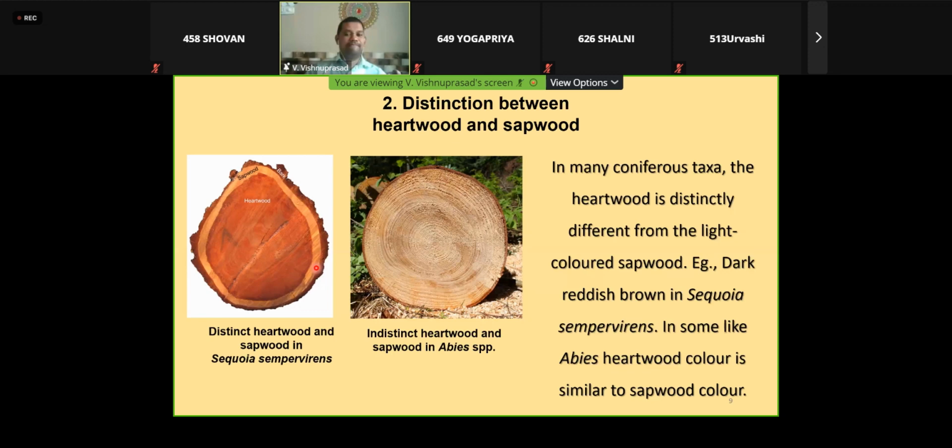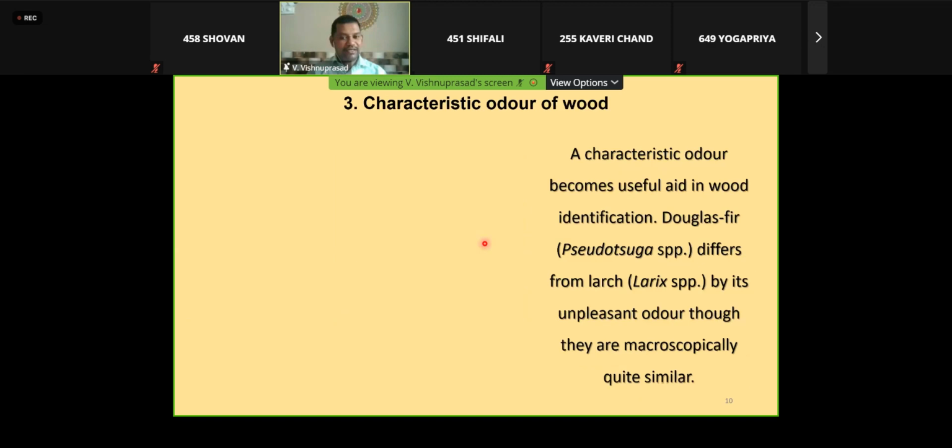we also can take the characteristic odor, because there are deposits present in the wood parenchyma, and in the heartwood, there are deposits present in the tracheids and the fibers as well. Because of those chemicals, sometimes some wood species have a characteristic odor. And sometimes what happens is, apparently the wood species might look very similar. So odor can be a distinguishing feature between them.